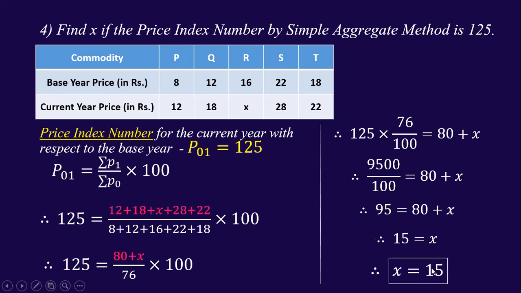Now we have to write with the proper unit. Here x is in rupees. So we have to write x is rupees 15. The value of x is rupees 15 here.